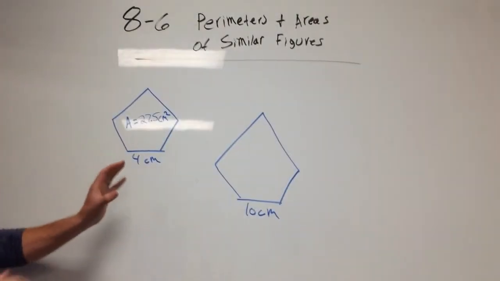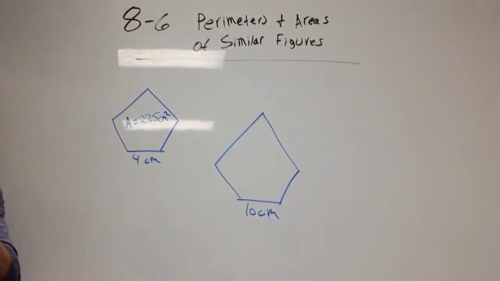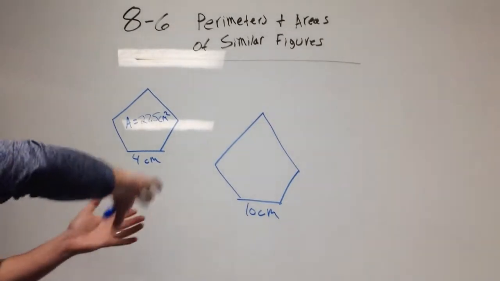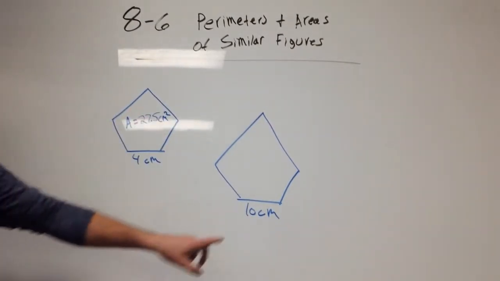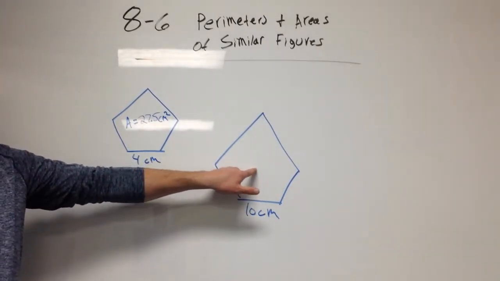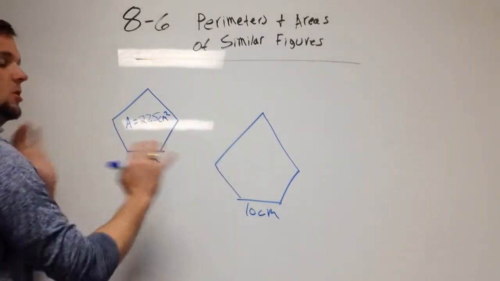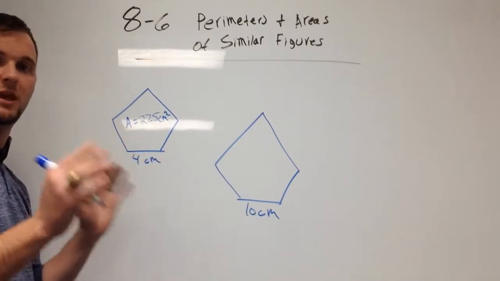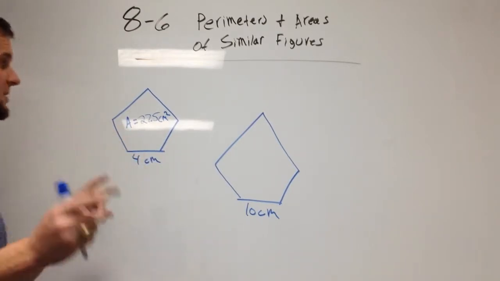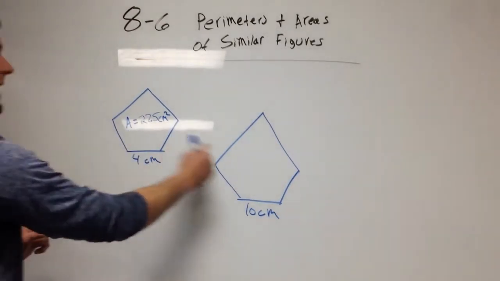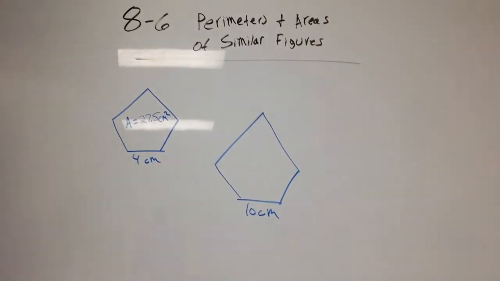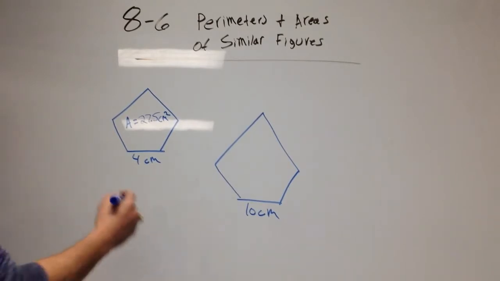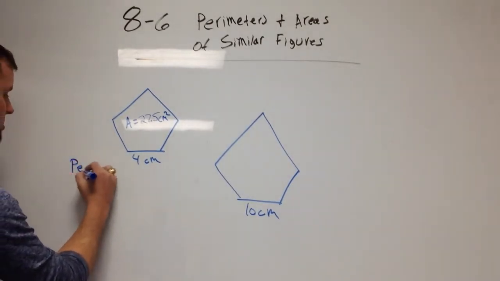Okay, so now what I'm going to do is take the information I just showed you on how to take the perimeter ratio and turn it into the area ratio, and I'm going to use that area ratio to help me find the area of this pentagon. So remember, these two figures are going to be similar. This only works when you have similar figures. So the first thing I need to do in order to find the area of this bigger pentagon is figure out my perimeter ratio.